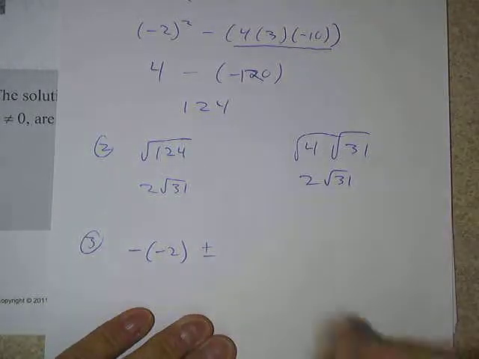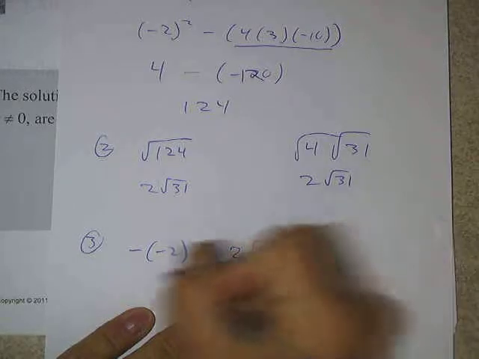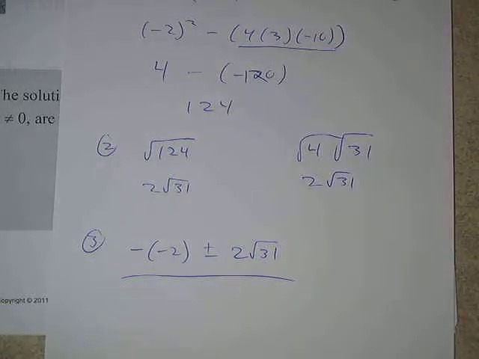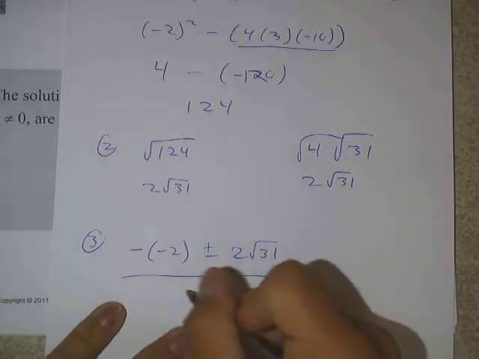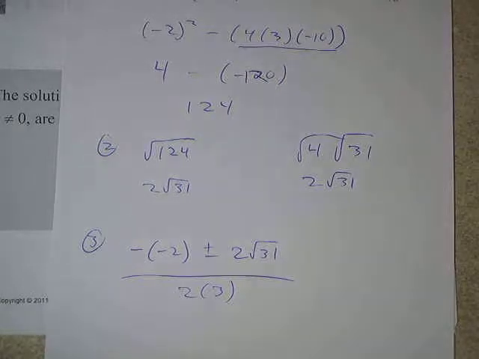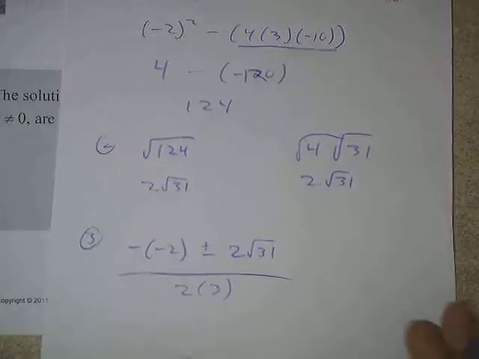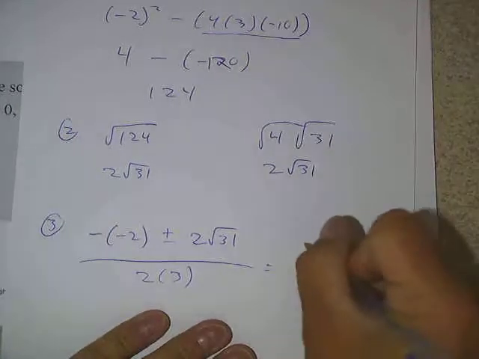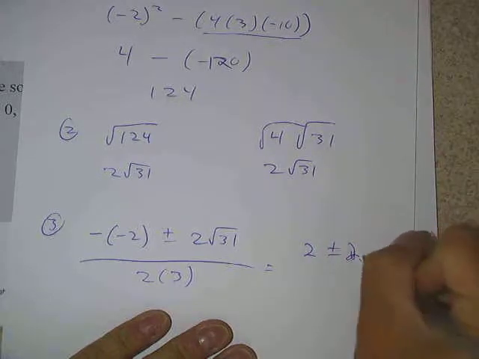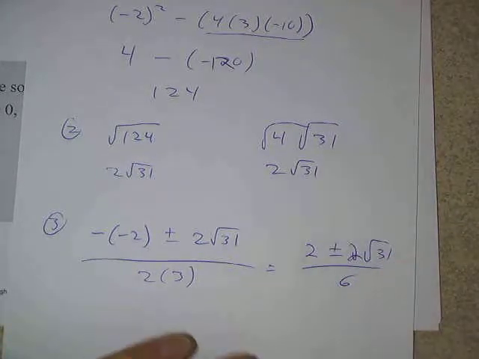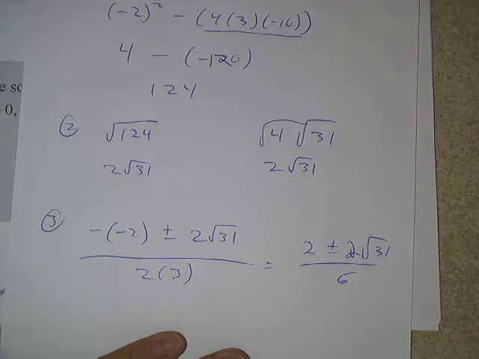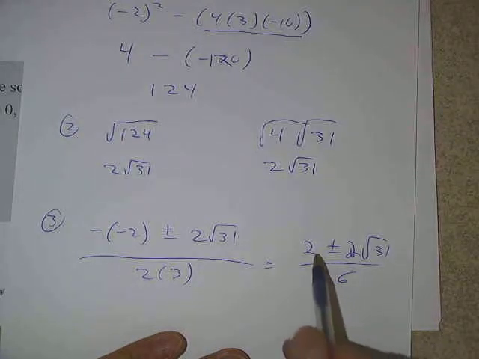And especially if the b is negative, I would put it in parentheses, plus and minus. And once again, you already calculated the hard part in steps 1 and 2. That part's already done. True? And then at the bottom is 2a, so 2 times a in our case would be 2 times 3. So from there, we simplify: positive 2 plus and minus 2 radical 31 over 6.